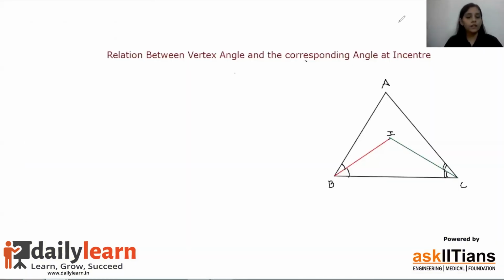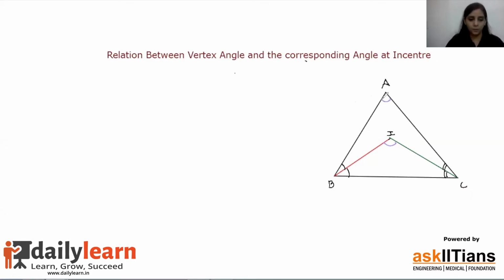Now, the relationship between the vertex angle and the corresponding angle at the incenter. Here we see that ABC is a triangle, BI and CI are the angle bisectors of angle B as well as angle C, and they meet at a point I. Now, we are going to find the relationship between the vertex angle and the corresponding angle at the incenter. This is the angle at the incenter and this is the vertex angle.